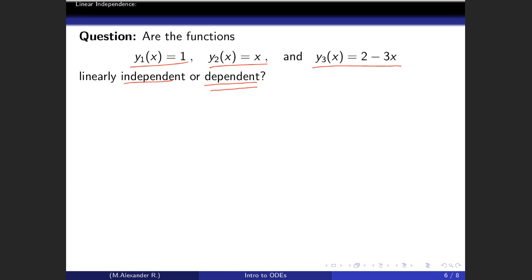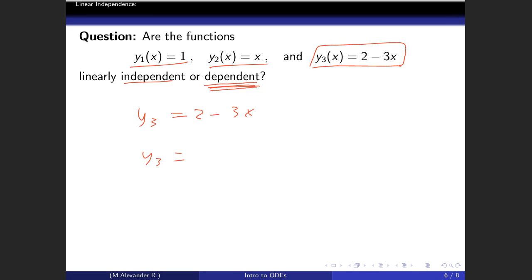And what does it mean for the collection of 3 functions to be dependent? According to my last definition, it means that at least one of them is a linear combination of the other 2. And if you look at it closely, let's look at this guy here. So we have y3, this is equal to 2 minus 3x.